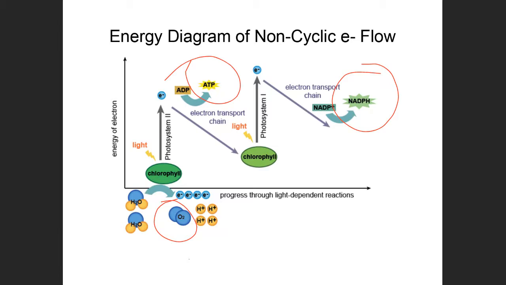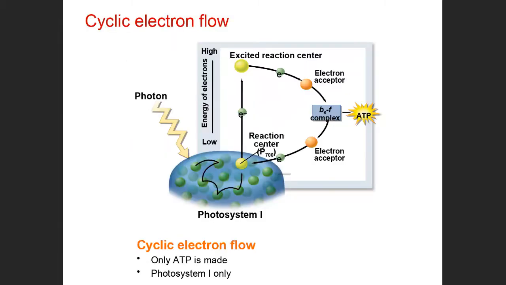There are some systems that are not linear. This is a cyclic electron flow. Only ATP is made. There is no NADPH. We have only one photosystem, which is photosystem 1, and this is to conserve energy. So this is photosystem 1.